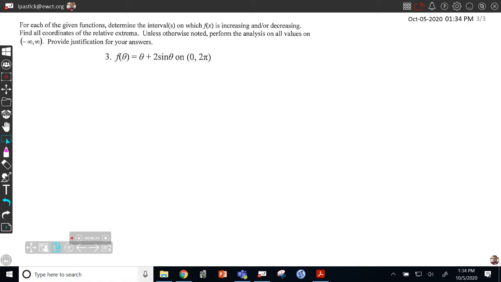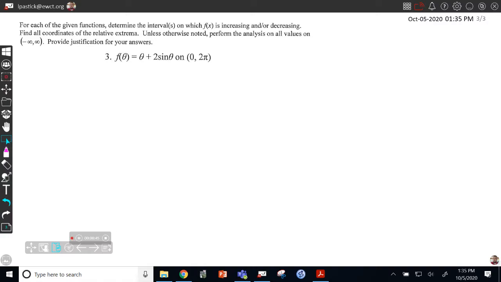So without further ado, it says for each of the given functions, determine the intervals on which f of x is increasing or decreasing. And then we also got to find all coordinates of the relative extrema. The relative extrema mean what? Minimum, maximum points. Unless otherwise noted, perform the analysis on all values from negative infinity to infinity. Provide justification for your answers.